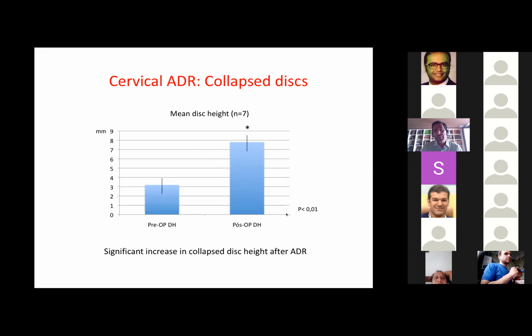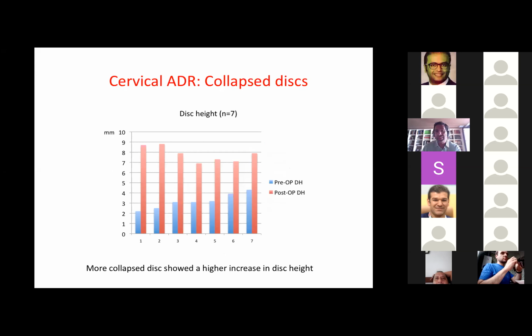So we did a preliminary study with 7 patients. We now have a paper that is sent for publication with over 50 reduced disc height cases. And the trend is the same. There is a significant increase in collapsed disc height with ADR.